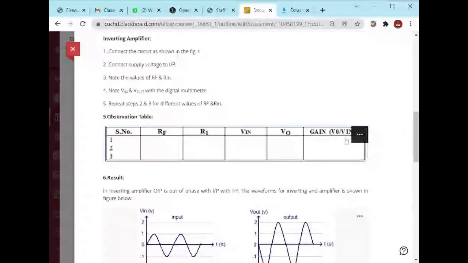So what is gain? Output divided by input. You know the voltage at the output level, and you know the voltage at the input level, and you can find out the gain right here. So 3 to 4 readings you have to take for different values of RF and R1.